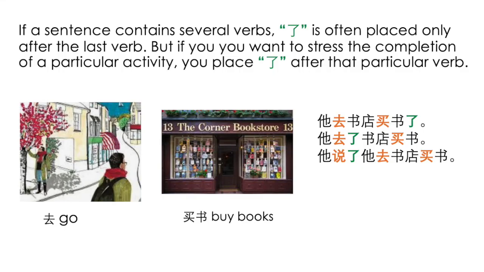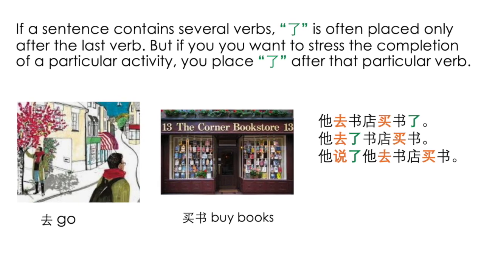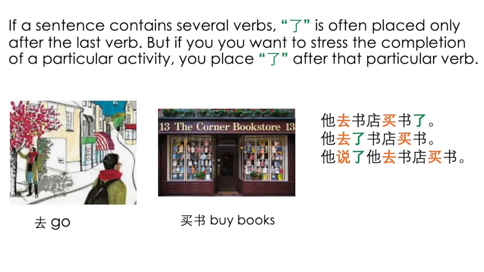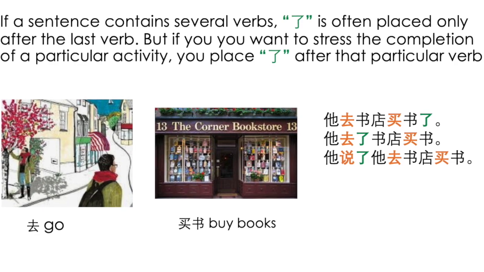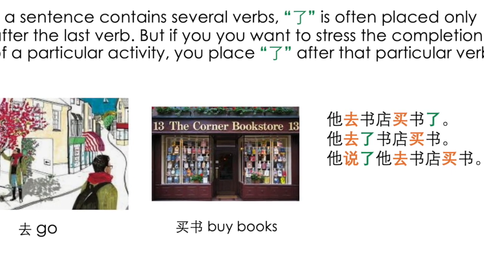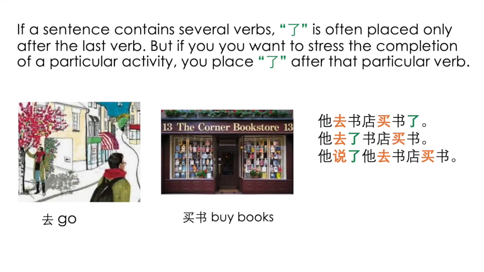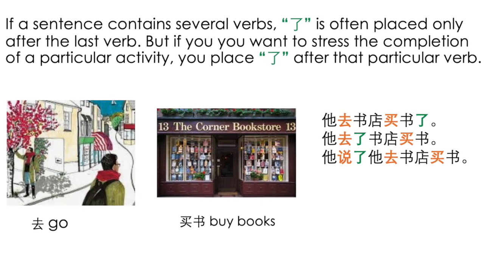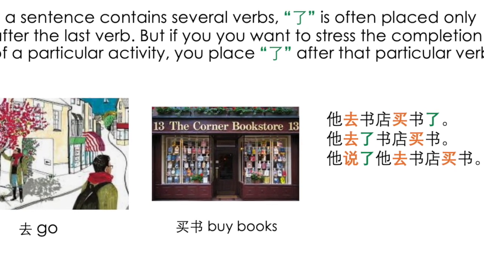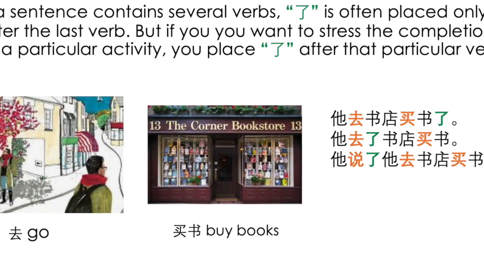But now let's first learn to say 2 verb phrases in Chinese. To go, 去. Buy books, 买书. So if we want to say that he went to the bookstore to buy books, we say 他去书店买书了. Le is only placed after the last verb.